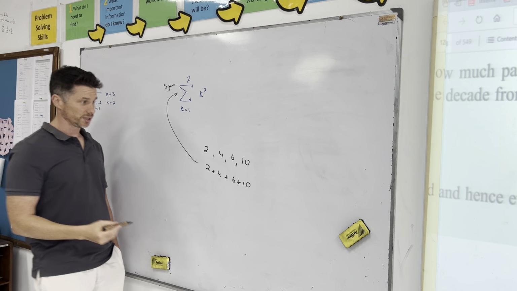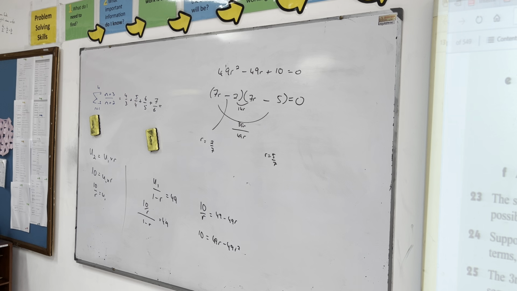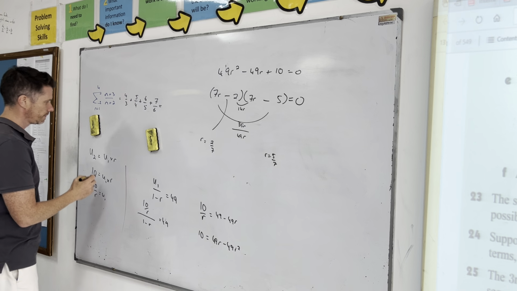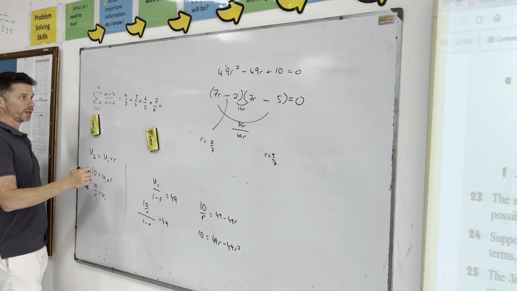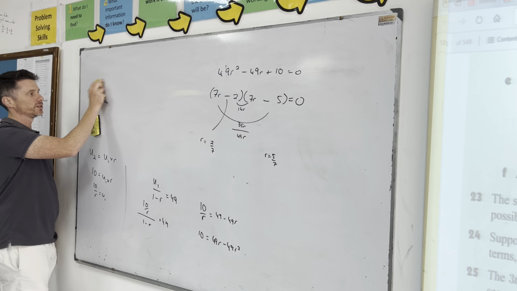So the ratio is 2 sevenths from this one, or it could be 5 over 7. Both. Am I wrong? No. Okay, so there are 2 possible options, which means that we have to show both answers if we want to solve it.